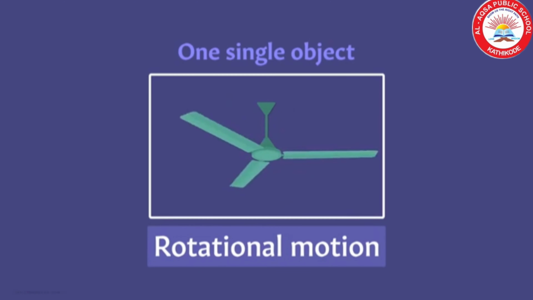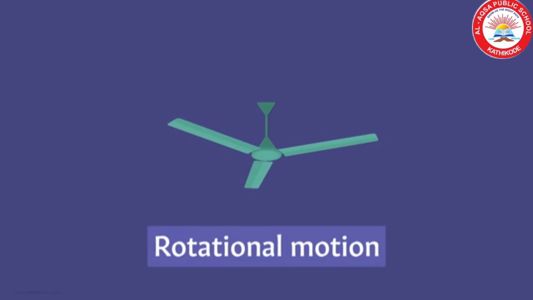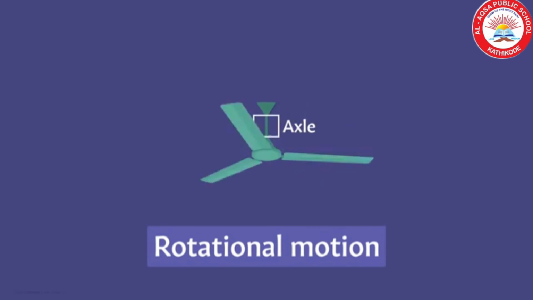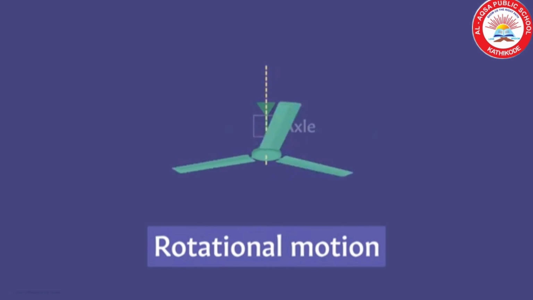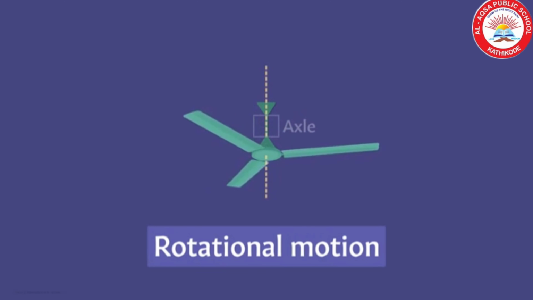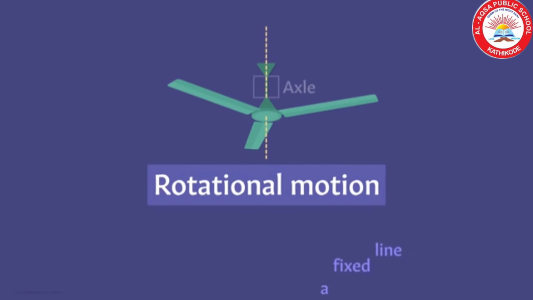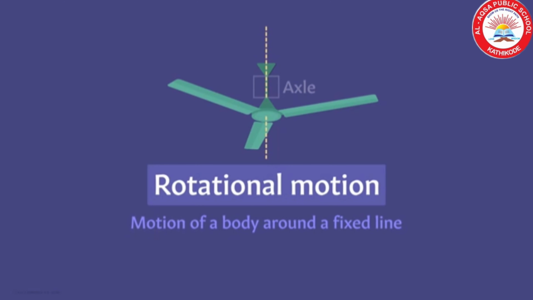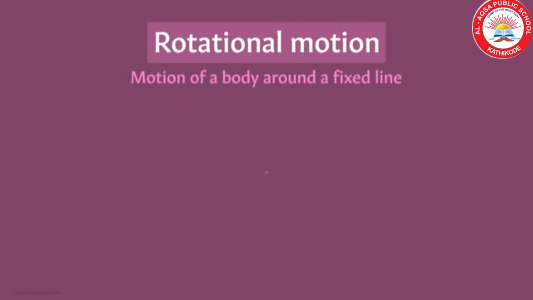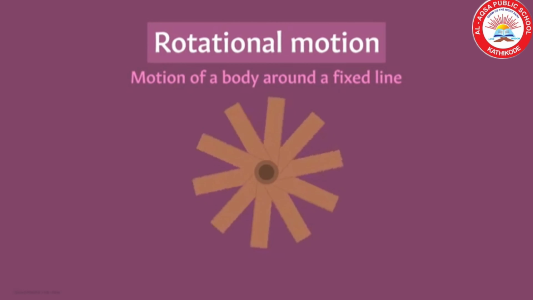Here we can see the rod, and this is the axis. Yes, axis. The entire fan is spinning around the axis, or you can say that the entire blades are spinning around a fixed line. This type of motion is known as rotational motion. In words, it is the motion of a body around a fixed line, and that fixed line is also known as the axis of rotation. Some examples are rotation of a wheel.